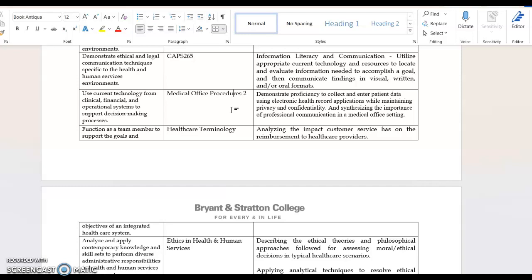Function as a team member to support the goals and objectives of an integrated healthcare system would be the Healthcare Terminology, analyzing the impact customer service has on the reimbursement to healthcare providers, and to maintain professional communication within the workplace and or setting and patients.